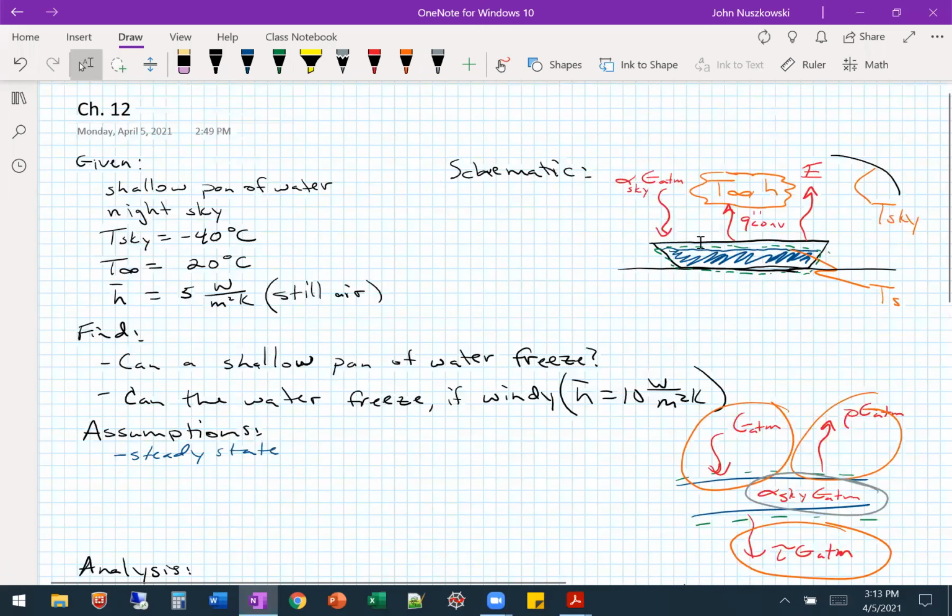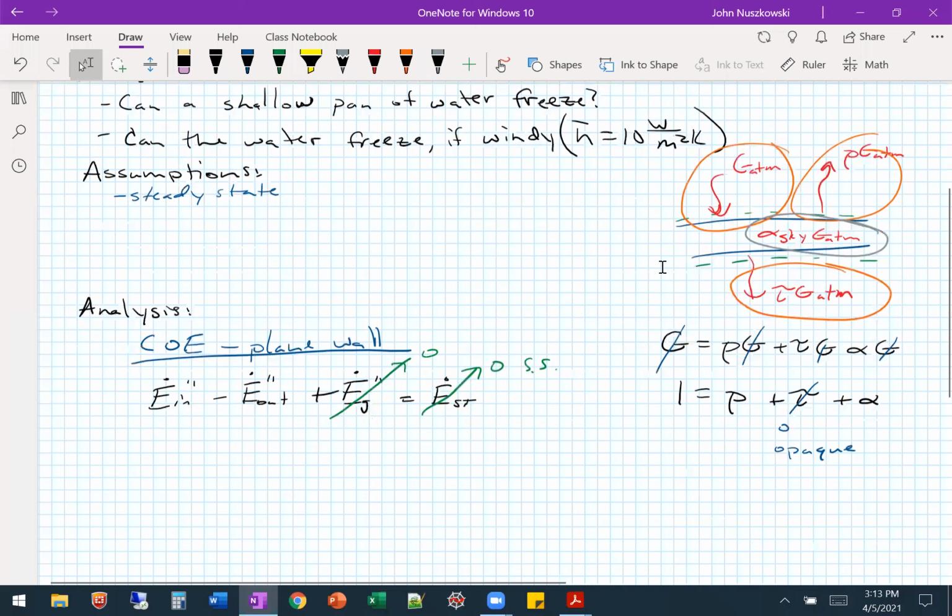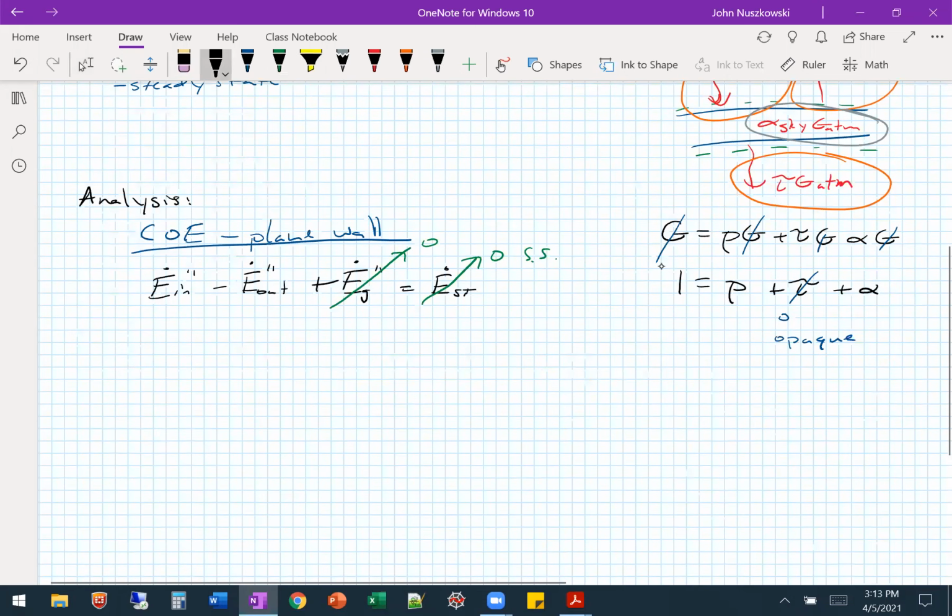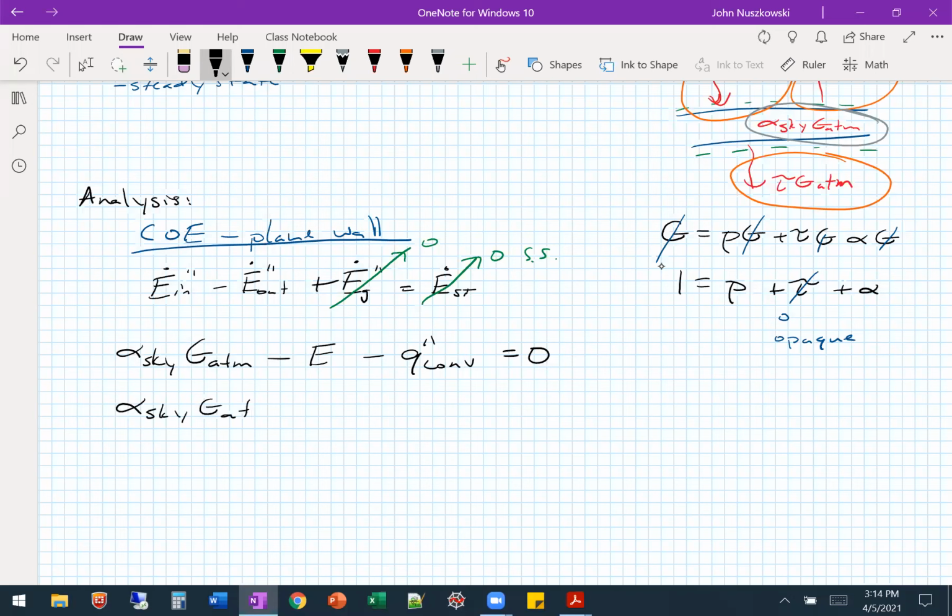All right, so now we can take our schematic above and just put in what is energy in. So we have what's coming from the atmosphere in, and then convection and emission out, right? We'll take this one step further. Put in our equation for emission: emissivity, Stefan-Boltzmann's constant, temperature to the fourth. And then our Newton's law of cooling.